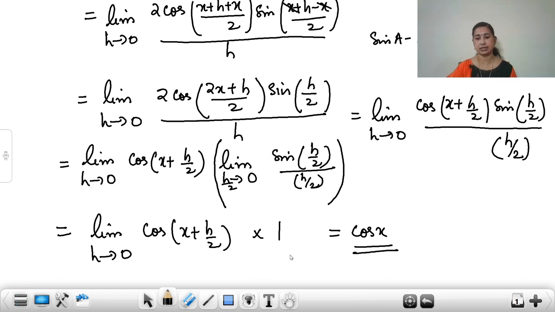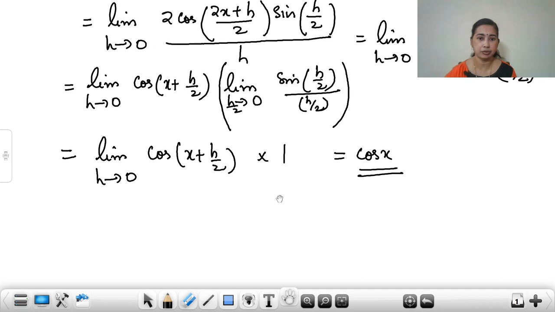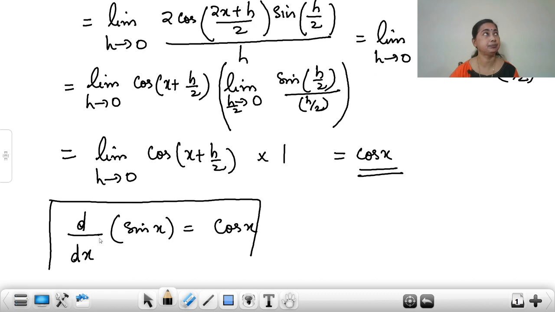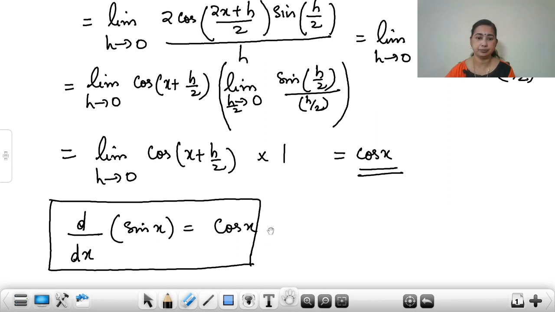So f of x equal to sin x, its derivative is cos x. Derivative of sin x is cos x. So how can we write that? d by dx of sin x is equal to cos x. So we got it using first principle. Derivative of sin x is equal to cos x. Okay. Now next one.